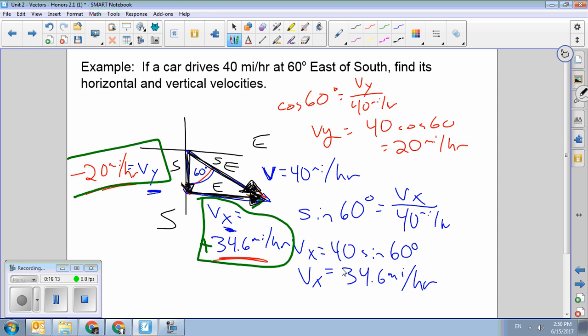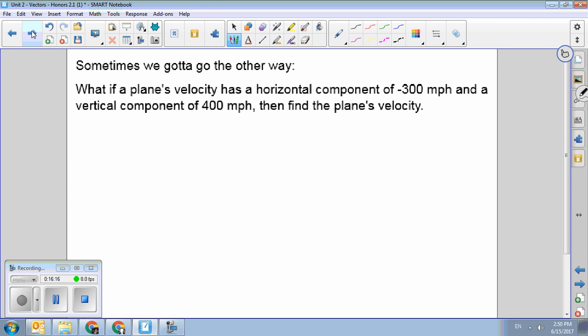So sometimes we have to go the other way. What if a plane's velocity has a horizontal component of negative 300 miles an hour and a vertical component of 400 miles an hour? Let's find the overall velocity. We're going to draw the two components. We know that the horizontal component is negative, so that's west, and the vertical component is positive, so that's north. So my overall vector has to point north and west. So I have to draw my two components.